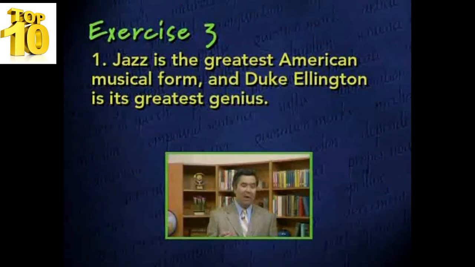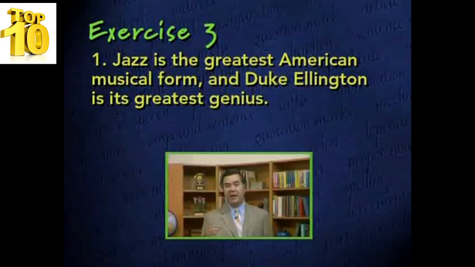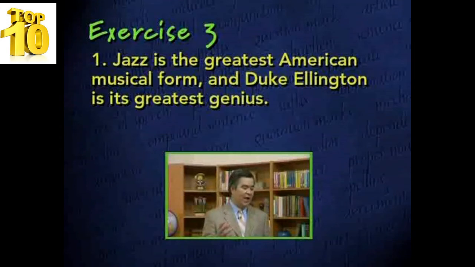Jazz is the greatest American musical form, and Duke Ellington is its greatest genius. Here we have two clauses, and both are independent clauses. Either of these could stand alone as a sentence. Jazz is the greatest American musical form. That could stand alone as a sentence. Duke Ellington is its greatest genius. That too could stand alone as an independent sentence.